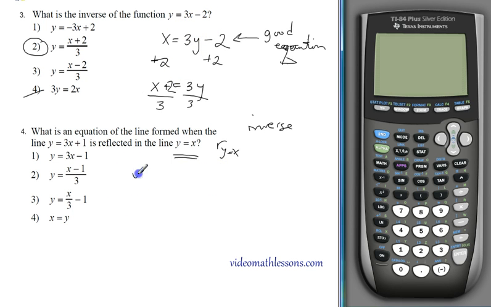So let's do it again. y equals 3x plus 1 is the original. We're going to swap places. Move things around. And finally, get y by itself. So that's a 1 right there. So it's x minus 1 over 3 equals y. So let's find it, and that is choice 2.